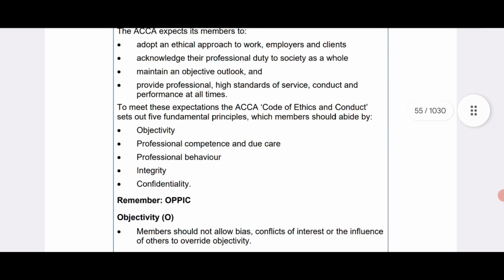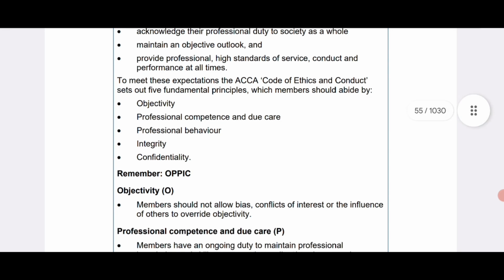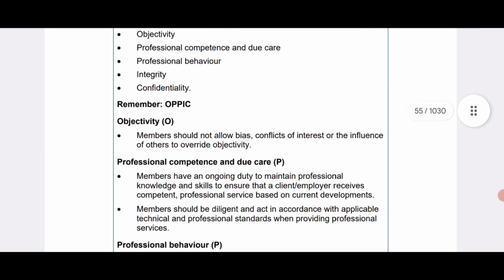To meet this expectation, the ACCA Code of Ethics and Conduct sets out five fundamental principles which members should abide by: objectivity, professional competence and due care, professional behavior, integrity, and confidentiality. These are very important, so be ready now, students.